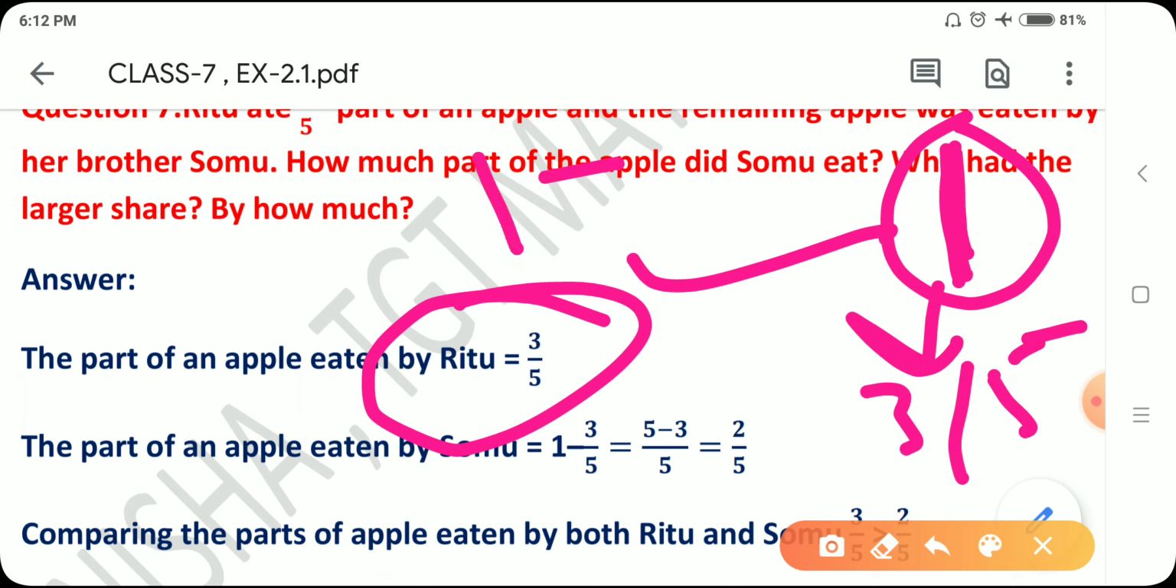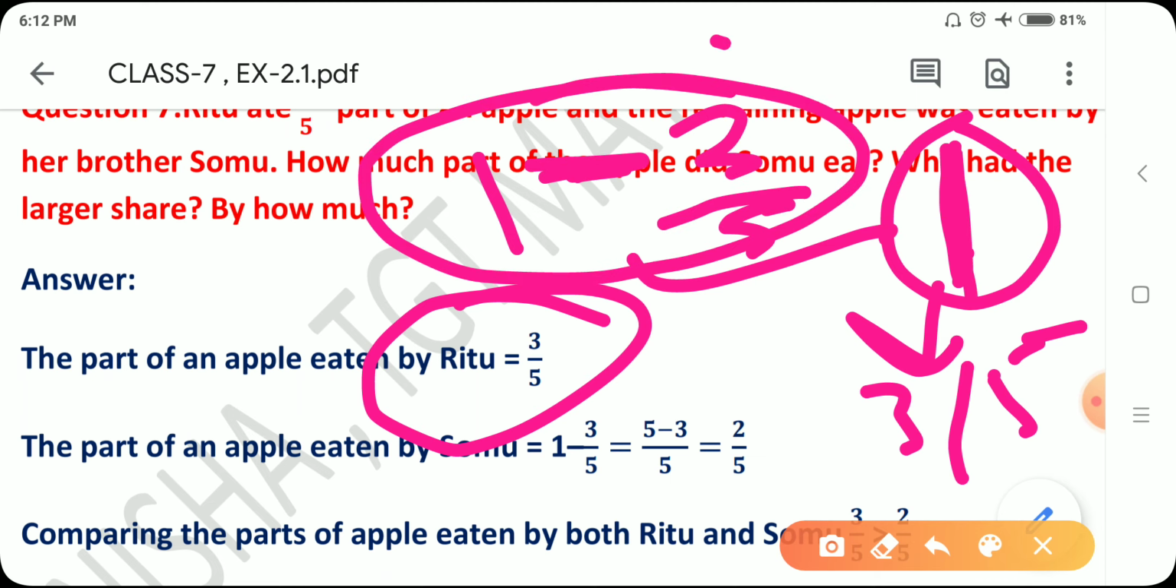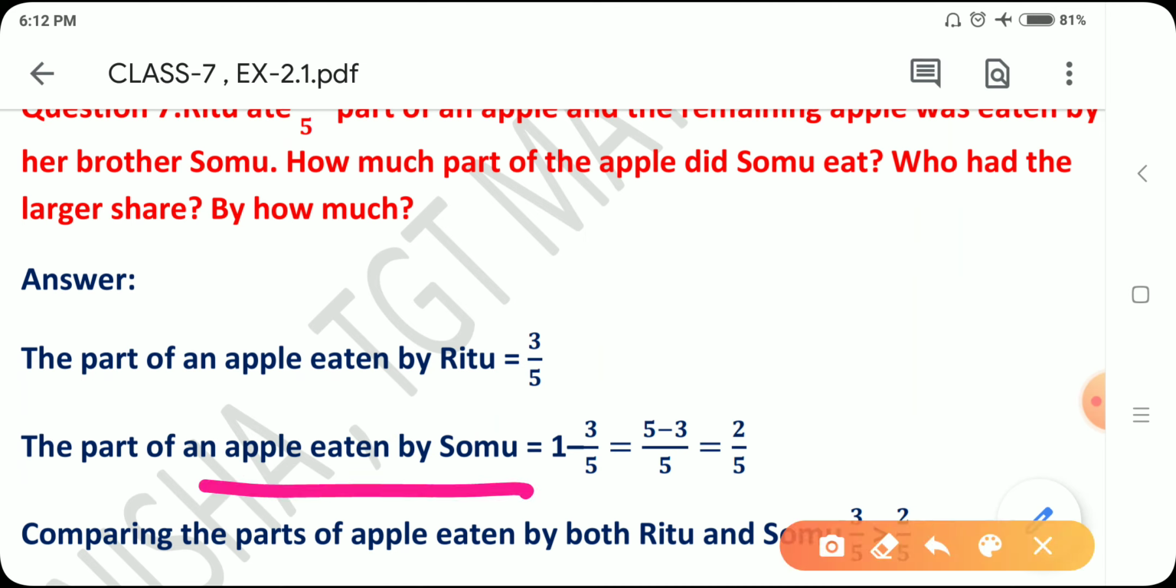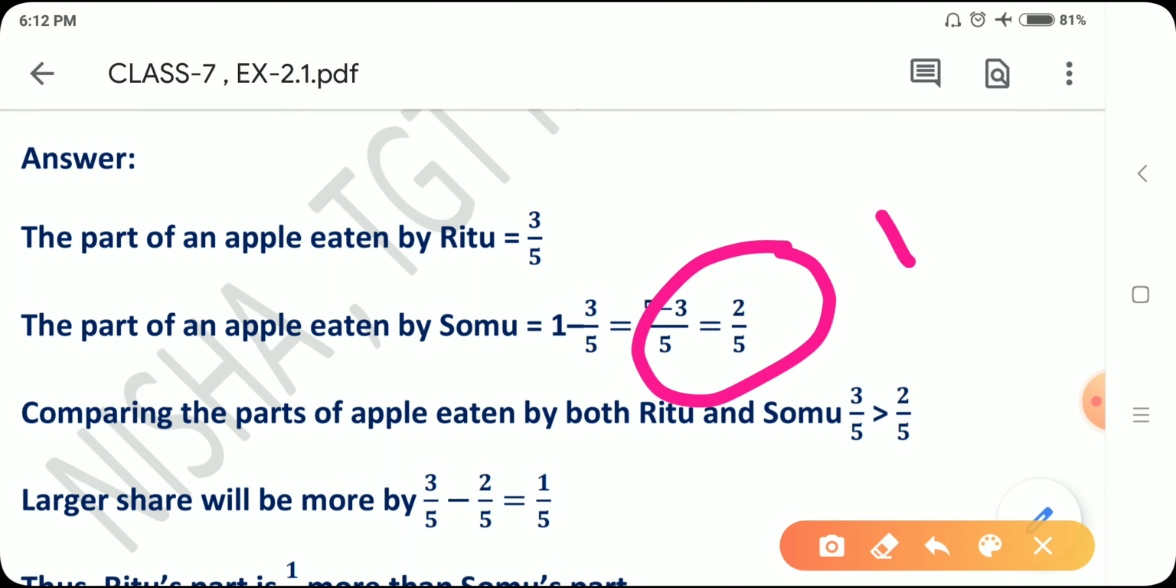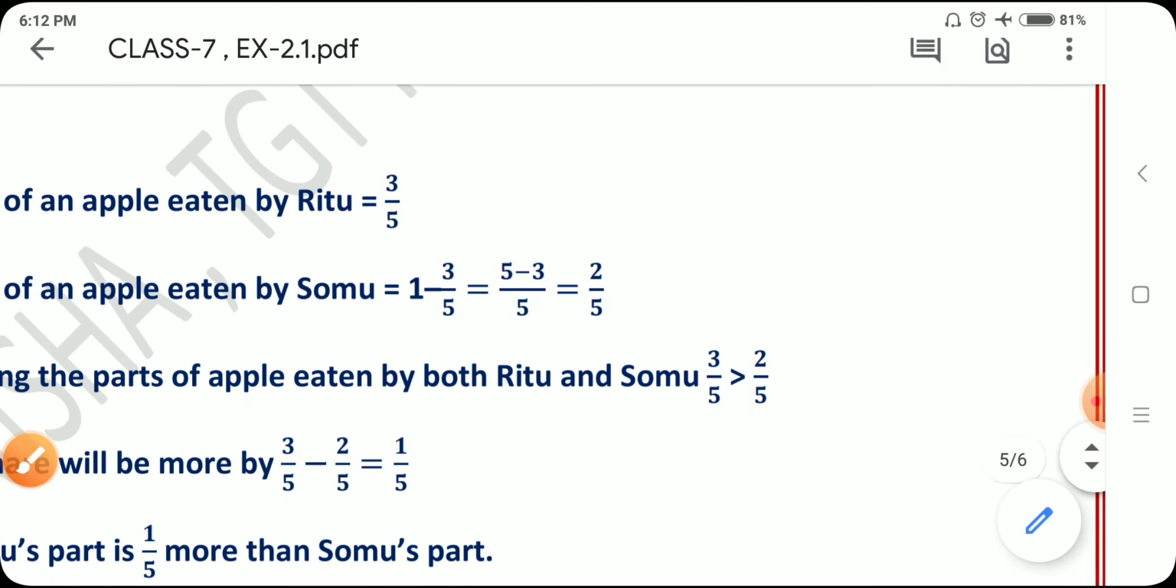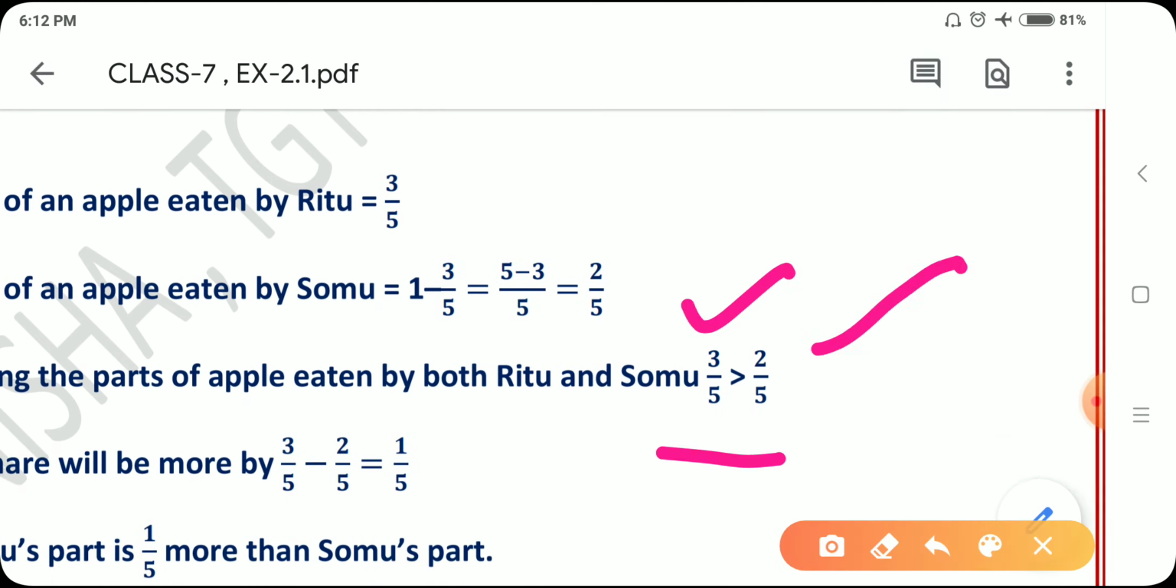The whole apple is 1. 1 minus 3 by 5 part is eaten by her brother. So you will write the part of the apple eaten by her brother, that is 1 minus 3 by 5. You will get 2 by 5 as your answer. So you see that 2 by 5 part is eaten by her brother. Now comparing these two parts, 3 by 5 and 2 by 5, which one is greater? The one having the greater numerator, as the denominator is the same in both cases. So you see 3 by 5, 3 is greater than 2, therefore 3 by 5 is greater.